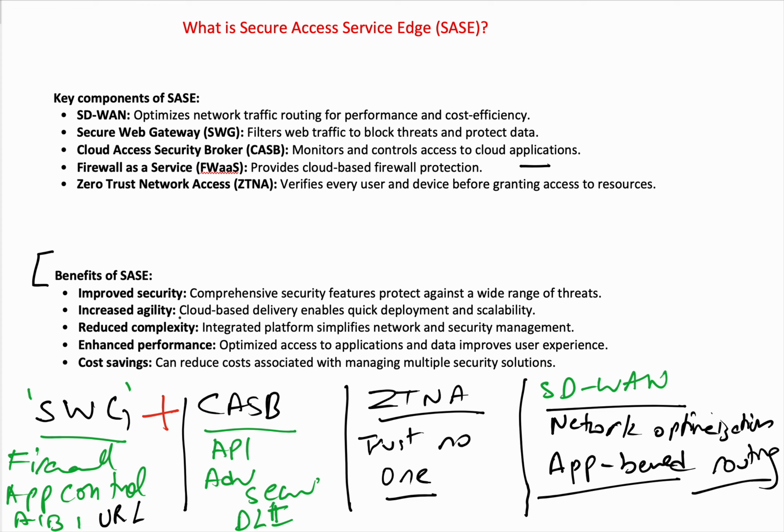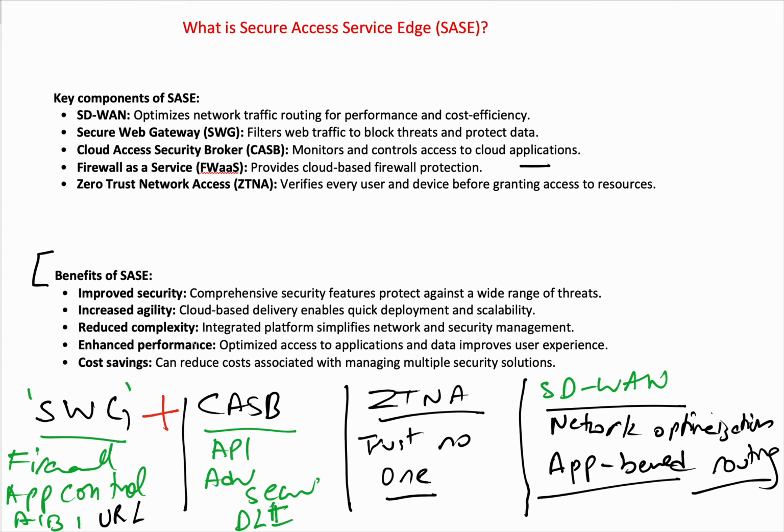Then you have increased agility. Cloud-based delivery enables quick deployment and scalability because now you don't have to go by a traditional routing or traditional security. You can just enable a set of rules, add a user to a specific group. So once it connects, it will go under zero trust in order to connect. Once it connects using Secure Web Gateway plus CASB, you will have a granular approach on what the user is actually doing, and on the basis of that you will give them access. And you have SD-WAN for very quick and efficient deployments. So this is basic SASE.